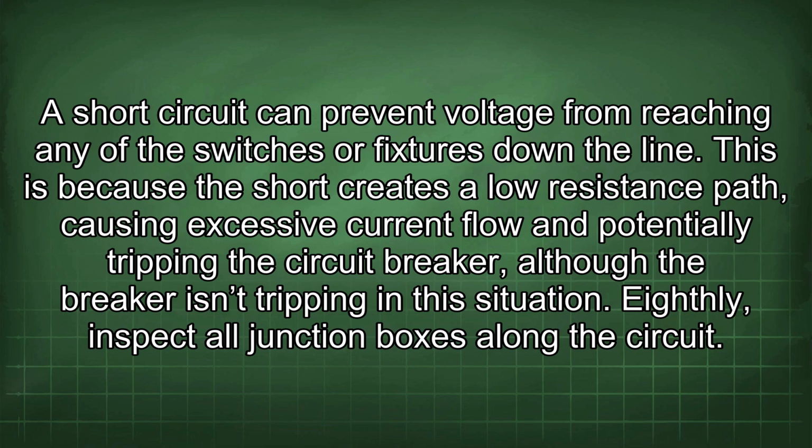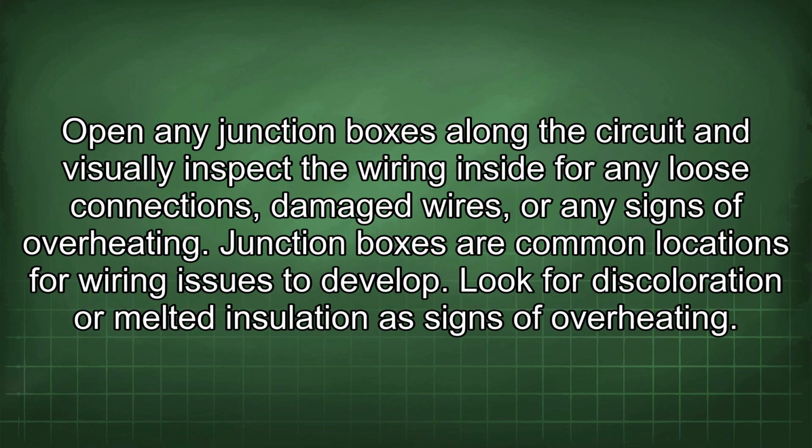Eighthly, inspect all junction boxes along the circuit. Open any junction boxes along the circuit and visually inspect the wiring inside for any loose connections, damaged wires, or any signs of overheating. Junction boxes are common locations for wiring issues to develop. Look for discoloration or melted insulation as signs of overheating.